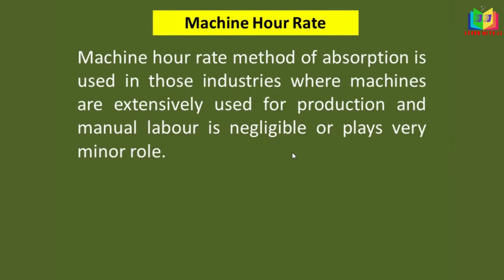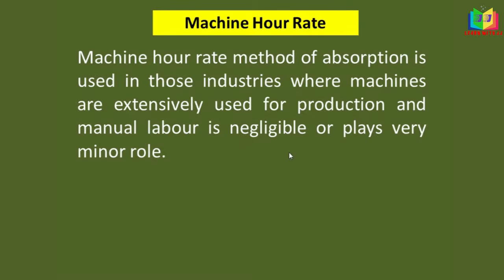Machine hour rate method of absorption is used in those industries where machines are extensively used for production and manual labor is negligible or plays a very minor role. Machines have more importance than labor in this type of industry. Here the labor plays a very small role. That type of industry will use this machine hour rate method.